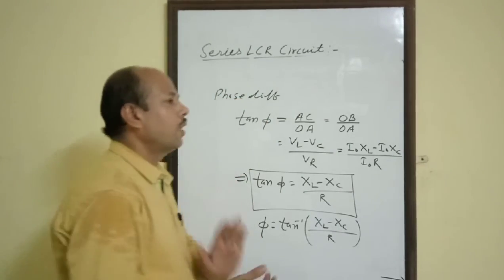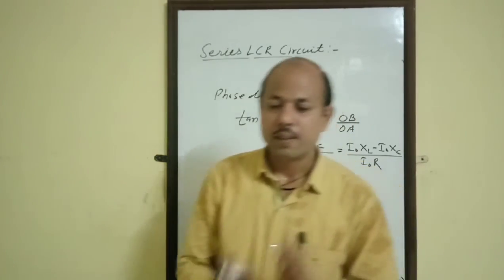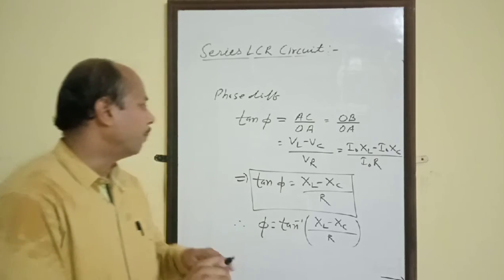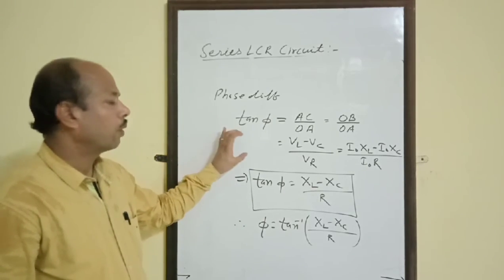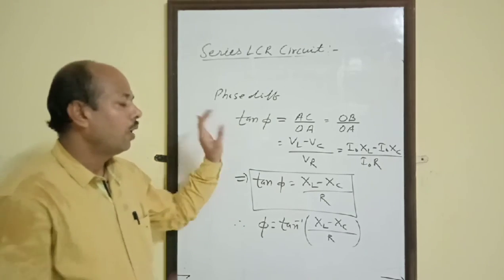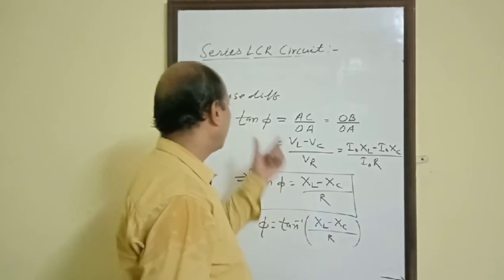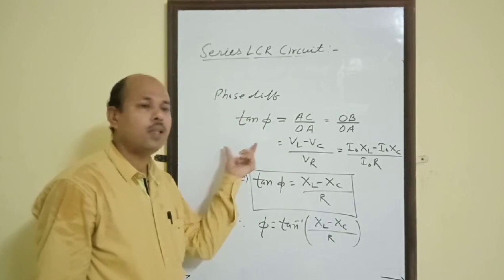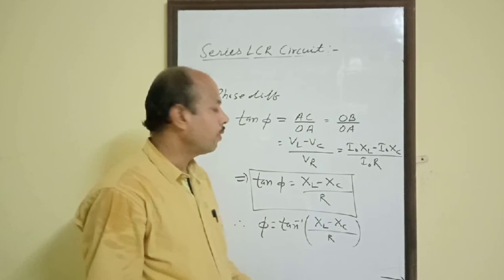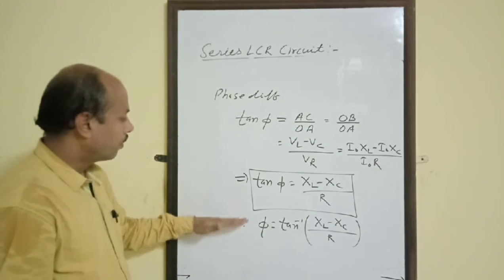So this is the series LCR circuit. In this circuit we have calculated the impedance of the circuit, the resonant angular frequency, what is meant by resonance, how current varies with frequency, how impedance varies with frequency, and finally what is the phase difference between voltage and current.